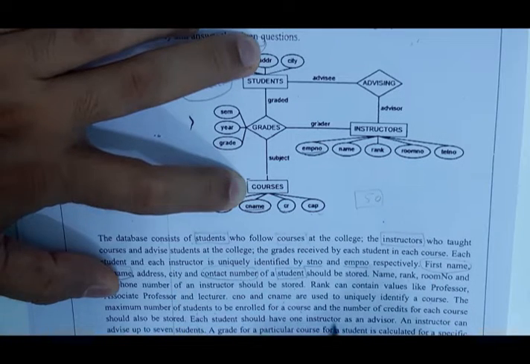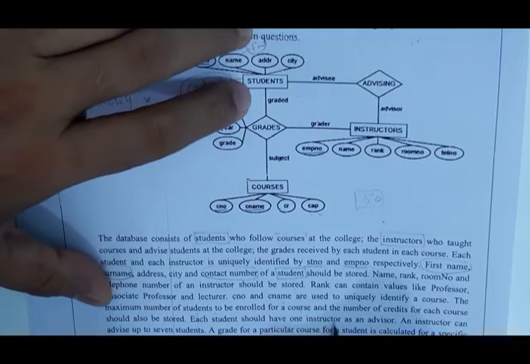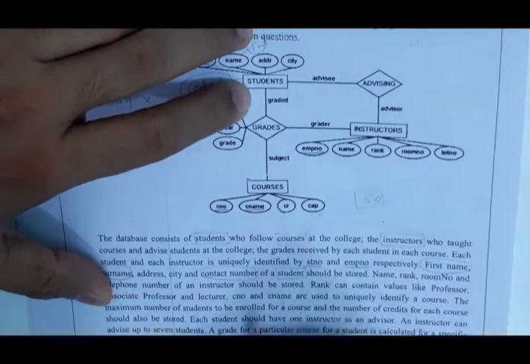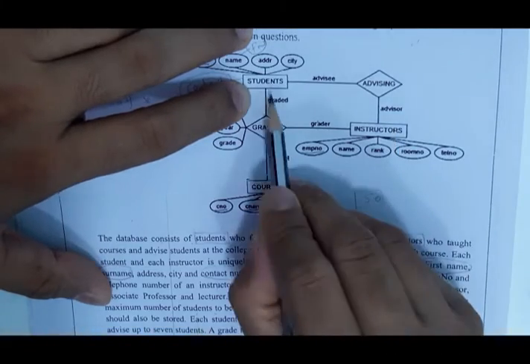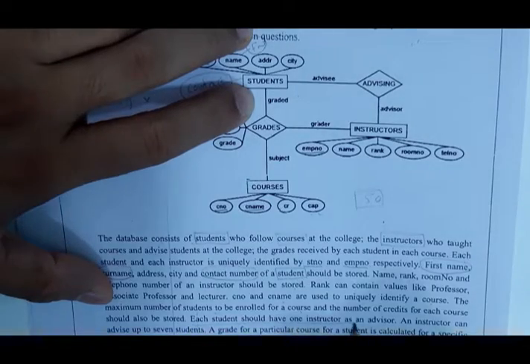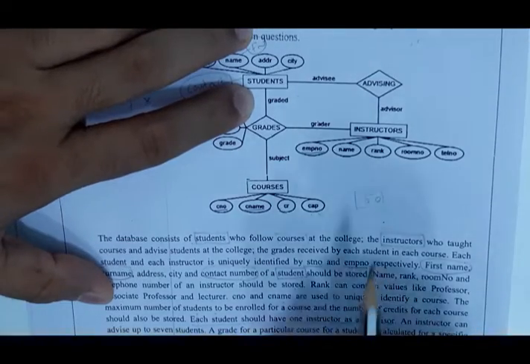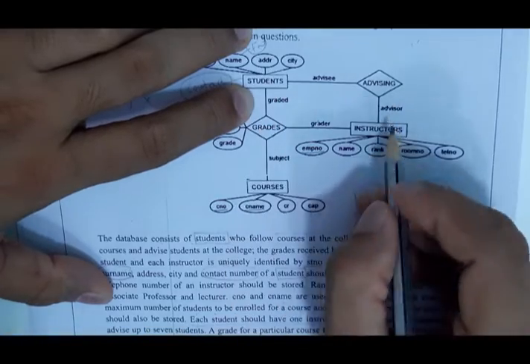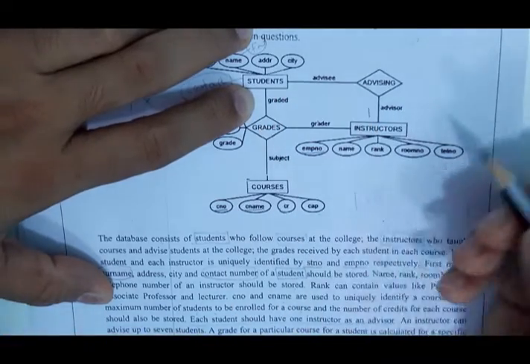Each student should have one instructor as an advisor. Now advising, each student has one. Now the cardinality: each student should have only one advisor. We have to put one there. Each student has only one. So this is the place where we put one.